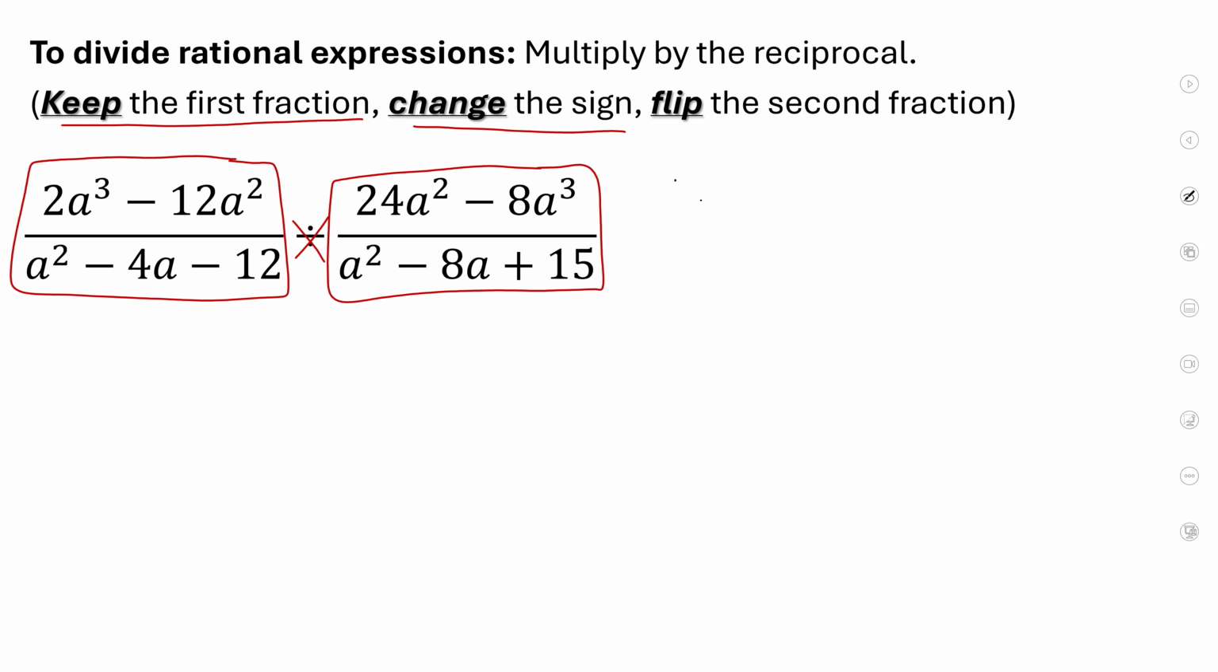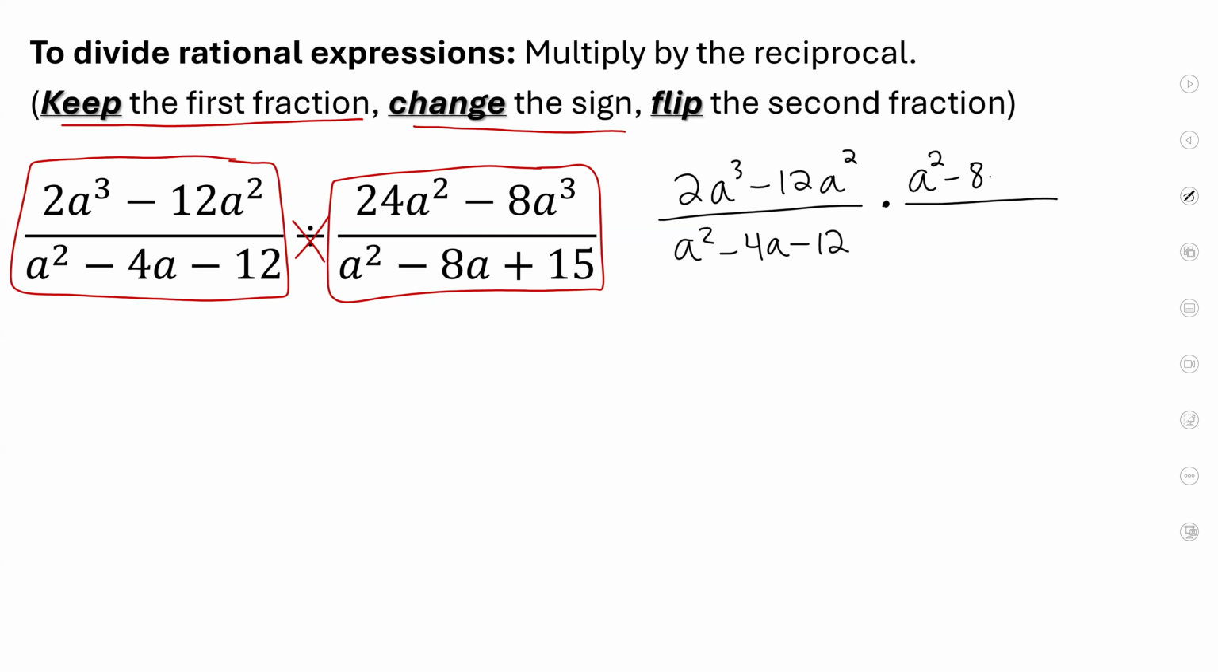We're going to keep this one the same. We're going to change it to a multiplication problem, and we're going to flip the second one. So the a squared minus 8a plus 15 is in the numerator. 24a squared minus 8a cubed is now in the denominator. So this is what you do whenever you are dividing. When it starts off with the division, you always need to do this first. Keep, change, flip. Keep the first one, change it to multiplication, flip the second fraction.